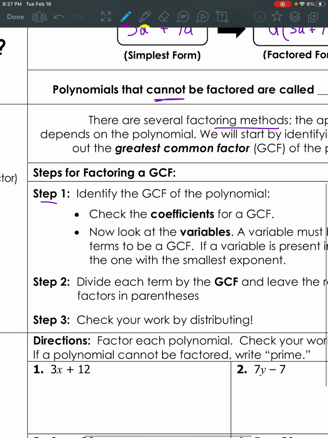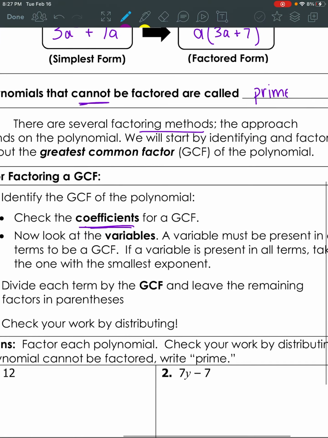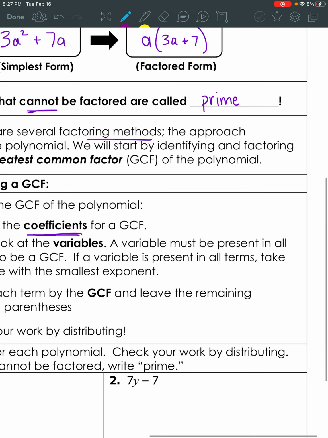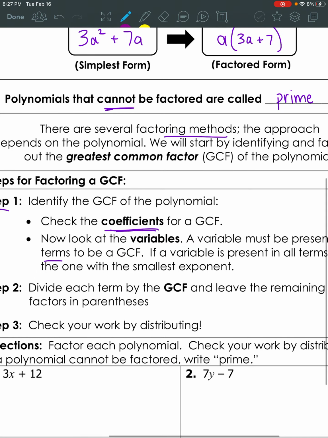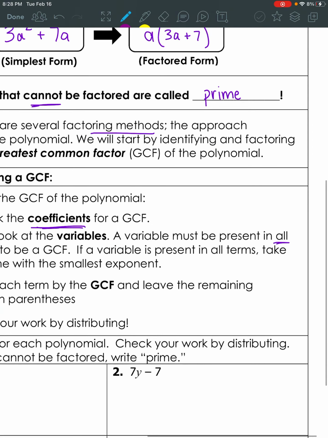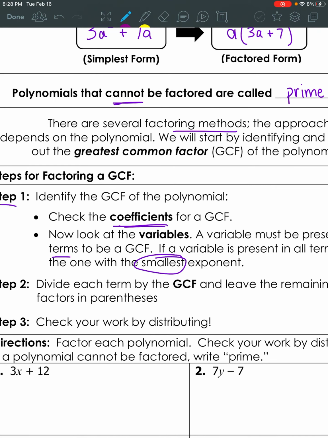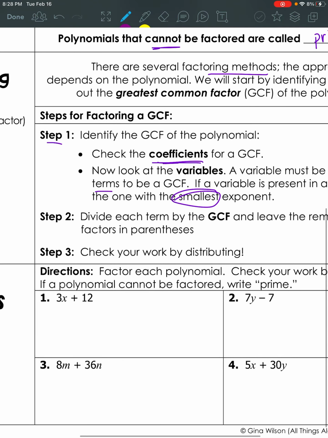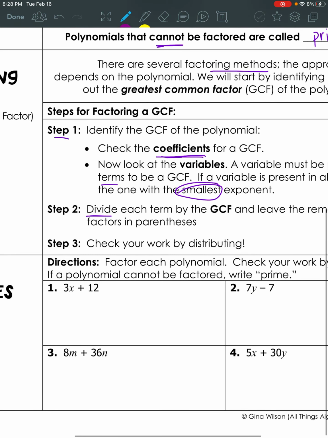So you want to look at the coefficients. So those are the numbers in front of the variables, and you'll look for a GCF, so the greatest common factor. Then you're going to look at the variables. A variable has to be present in all terms to be a GCF. And then if it is present in all those terms, then you want to take the one with the smallest exponent. After you do that, so you pull the GCF out in front of the parentheses, and then step 2, you're going to divide all of the terms by that GCF and leave what is remaining in the parentheses.